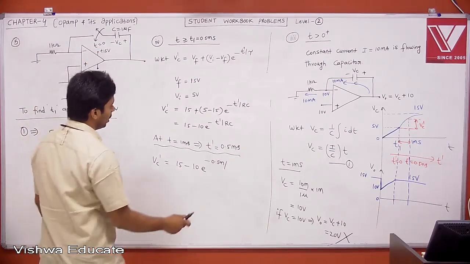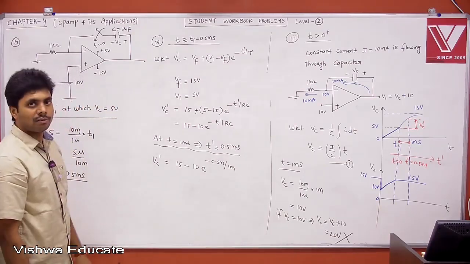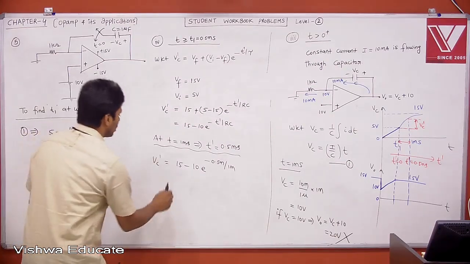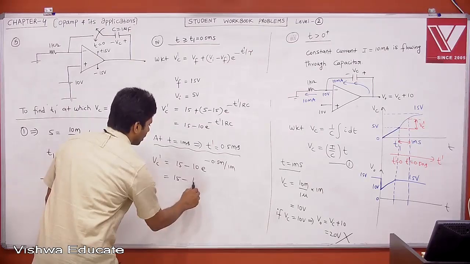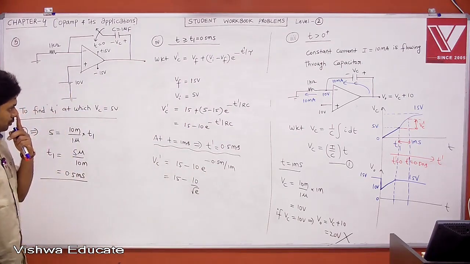1K into 1 micro, 1 milli. Right? Milli will be cancelled. Minus 0.5, right? Minus 1 by 2. Then what is this? This is nothing but 15 minus 10 by root E. This is what is our VC dash.